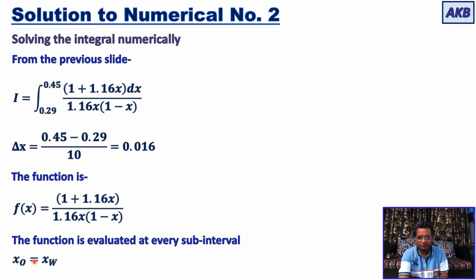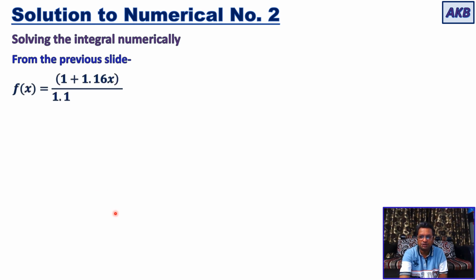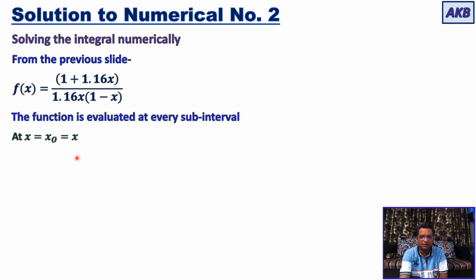We'll start with x equal to x0, and then the next value will be x0 plus delta x, that is, x1 is x0 plus delta x, x2 is x1 plus delta x, and so on. We are going to get the function at each of these points. Okay, so let us do it. So you have the function 1 plus 1.16x divided by 1.16x into 1 minus x. Now the function is evaluated at every subinterval.